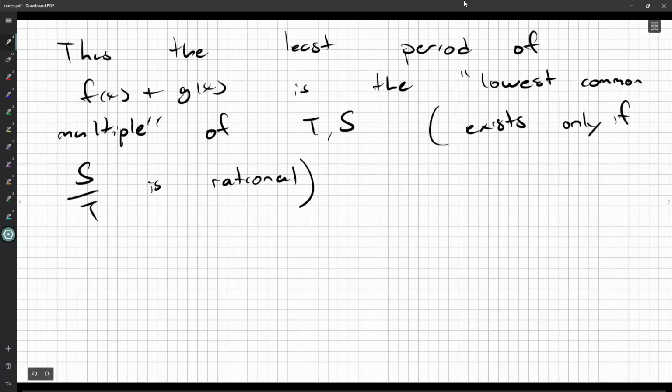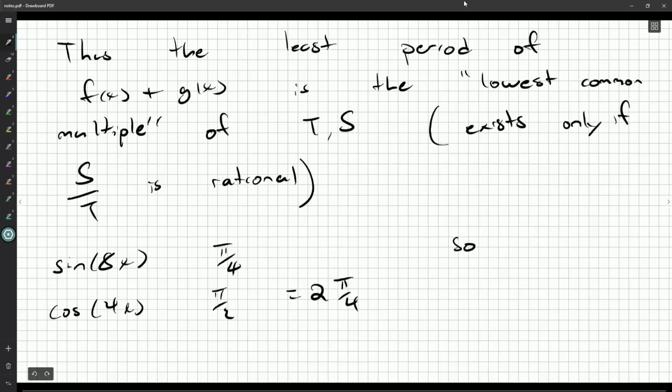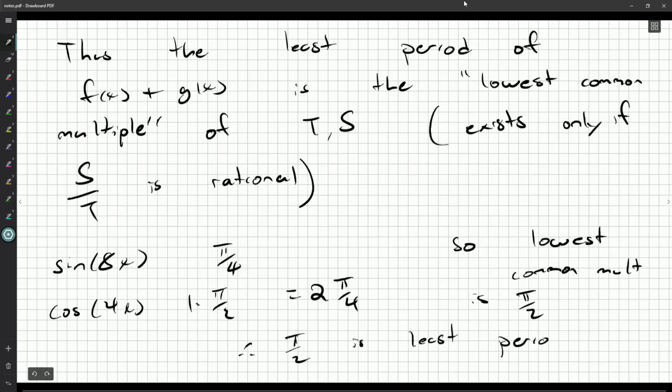So we know that, what was it? Sine 8x has period pi by 4. Cos 4x has period pi by 2. But of course, pi by 2 is 2 times pi by 4, and it's also 1 times pi by 2. So the lowest common multiple is pi by 2. Therefore, pi by 2 is the least period. All right, so that was part B.